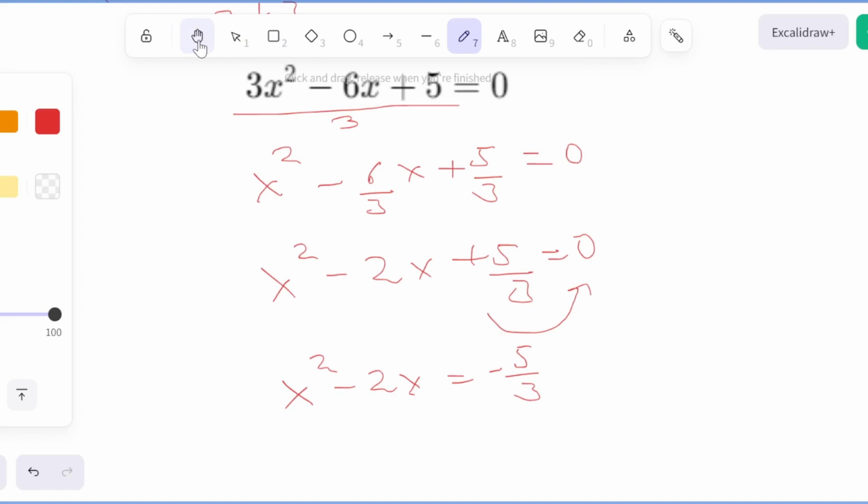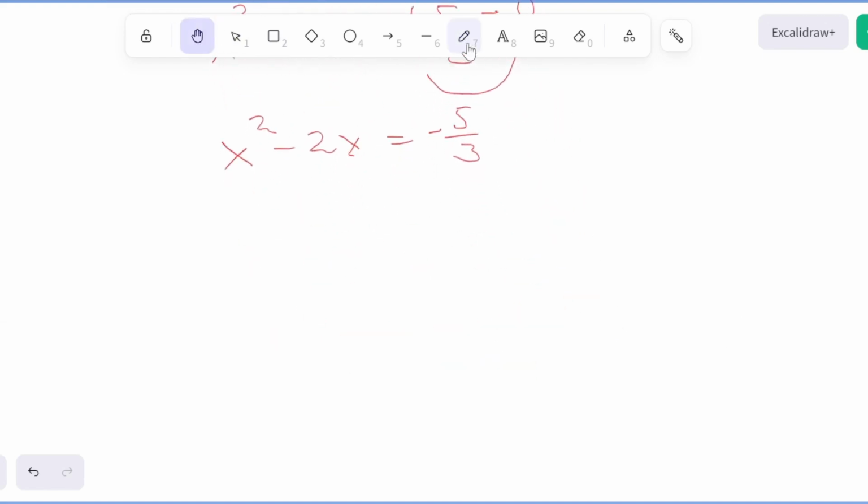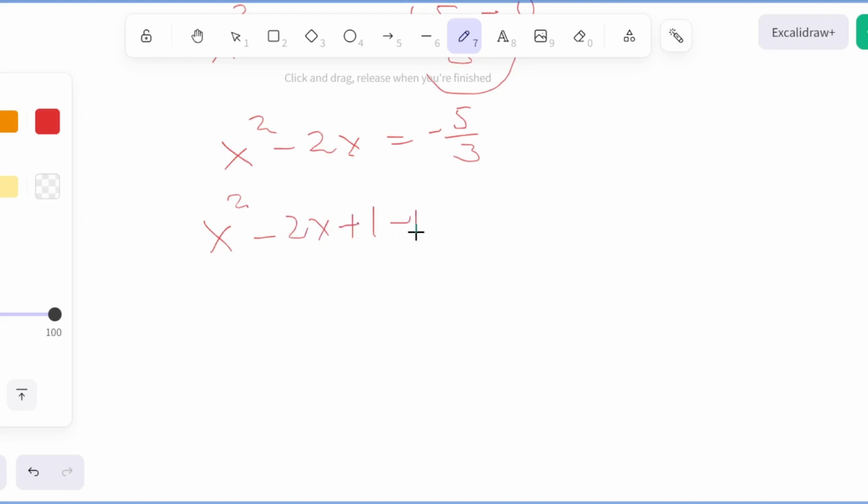Now you have to half the coefficient of x and then square it. So half will be minus 1 and the square will be 1. So we have to add and subtract 1 in this equation. So x square minus 2x plus 1 minus 1 equal to minus 5 by 3. All well? So this will become the identity (x minus 1) raised to power 2, and you can take this minus 1 to the other side. So this will become minus 5 by 3 plus 1.